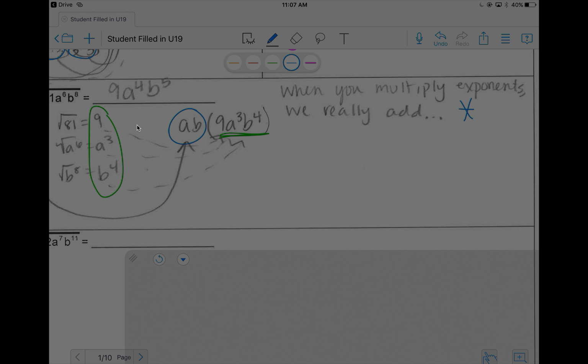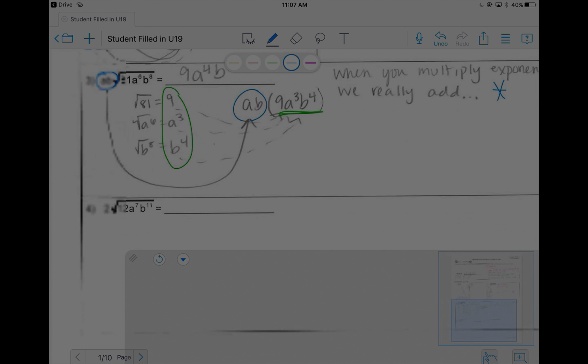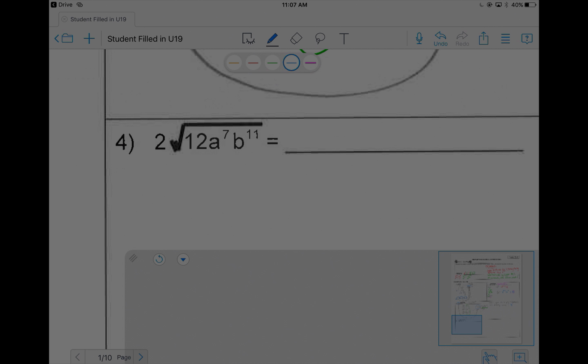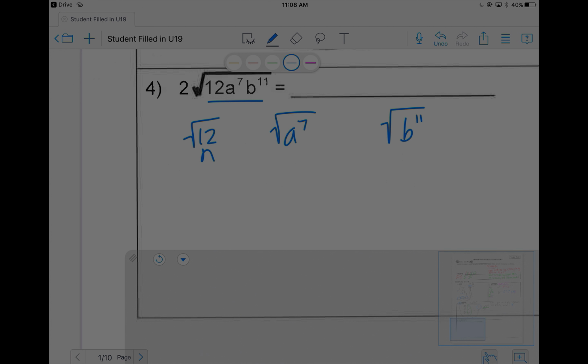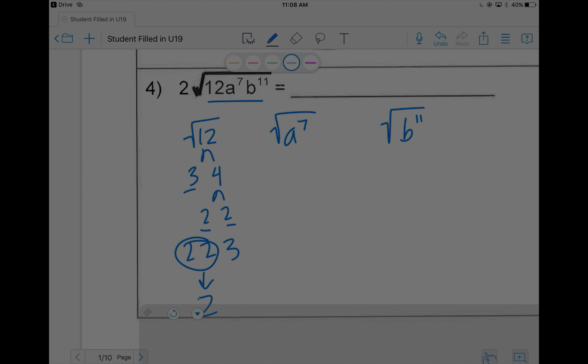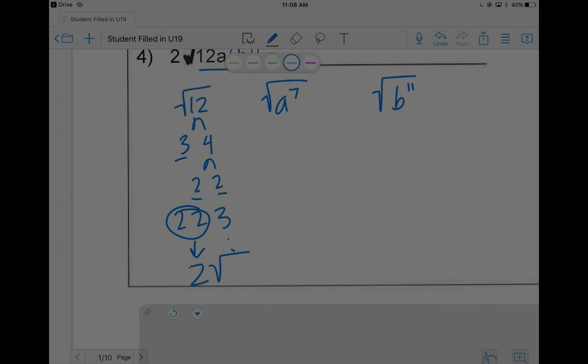So when you complete these problems, you simplify the square root first, and then you multiply anything that was out front. So let's try it here. We're going to simplify the square root first. So we have the square root of 12, the square root of a to the 7, the square root of b to the 11. So 12 can be broken up into 3 and 4. 3 cannot be broken up further. 4 can be broken up into 2 and 2. So we have 2, 2, and 3. I have a pair of 2's coming outside and a 3 staying inside.